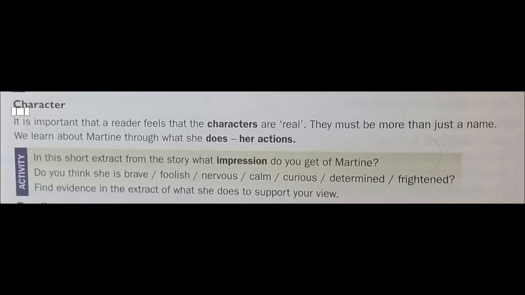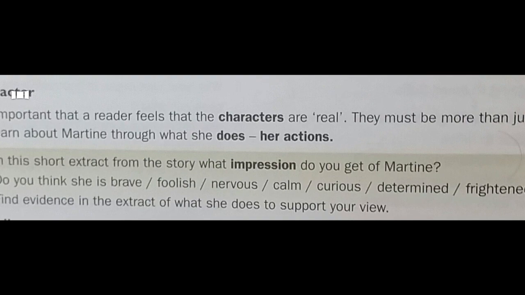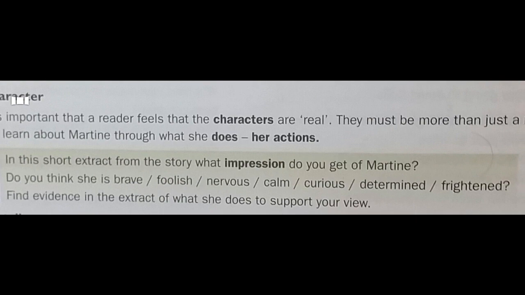So for the readers, for the students, when the writer writes the story, the characters should be real. One of my students told me that the white giraffe itself is a real animal, but it's very rare. But he asked me whether Martin is a real character or not. I told him no, it's not a real character, but we have a lot of characters like Martin in real life.